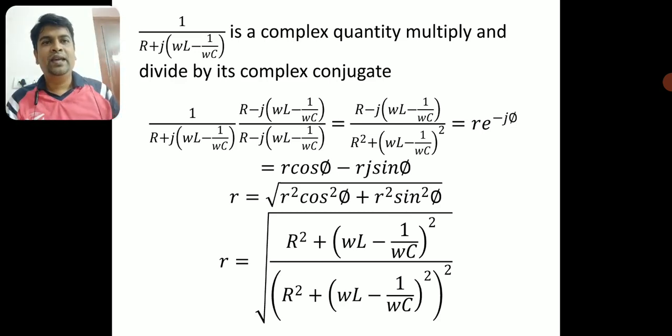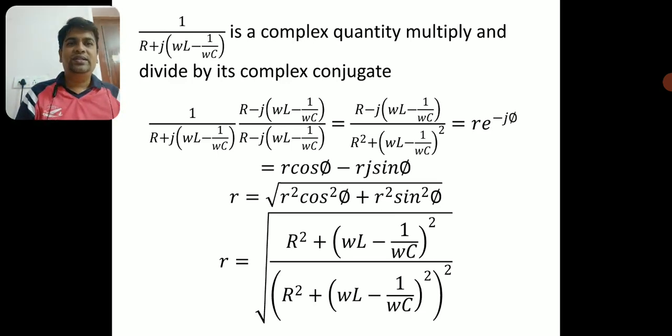In the denominator I use an identity which is a plus b into a minus b, which is a square minus b square. R square minus j square into omega L minus 1 by omega c whole square. So j square would be minus 1 again. So minus into minus is plus. So the denominator will be R square plus omega L minus 1 by omega c whole square.